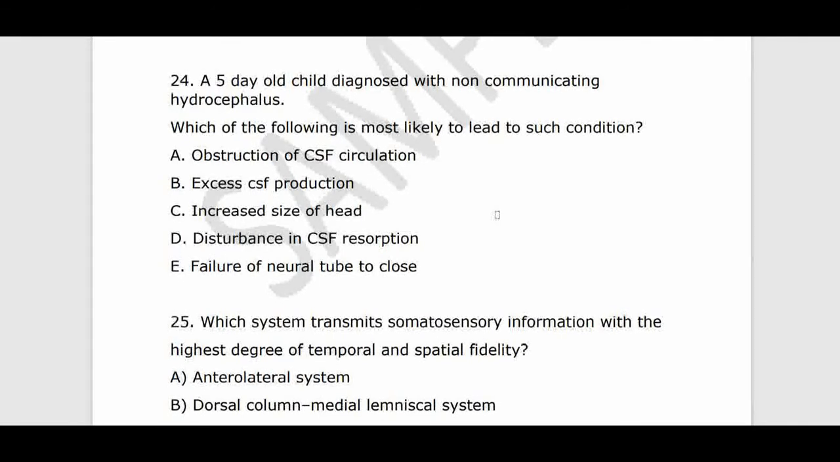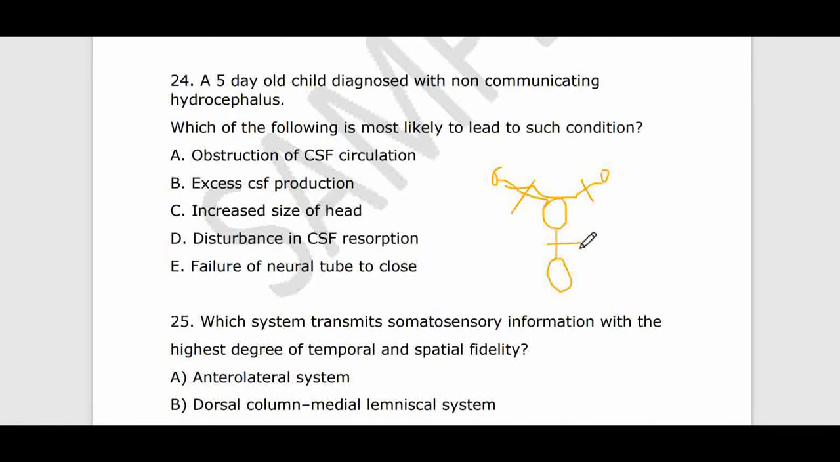What constitutes the ventricular system? You're going from the lateral ventricles, okay? You pass through the interventricular foramen to get to the third ventricle, all right? And then from the third ventricle, you pass through the cerebral aqueduct of Sylvius to the fourth ventricle. So any blockage here, the interventricular foramen of Monro, or here, the cerebral aqueduct of Sylvius, will give you non-communicating hydrocephalus.